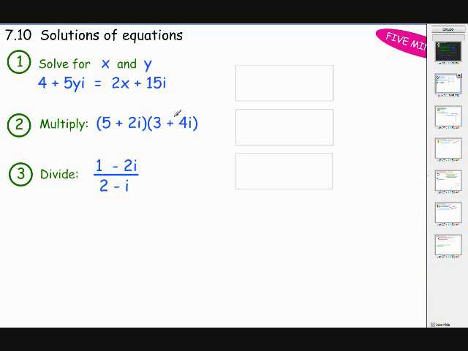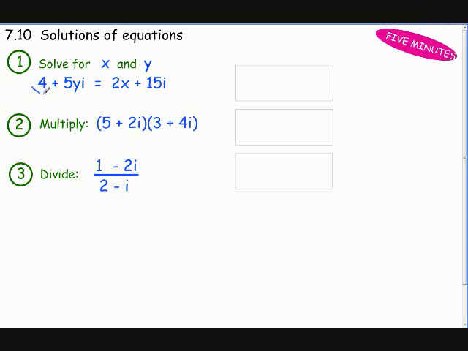Just a warm-up here. Solve for x and y. These look so familiar to the ones we did in the last lesson. Remember what that was? The real components must be equal to each other, and the imaginary components must be equal to each other. So we end up with 4 equals 2x, and then 5y is equal to 15i.